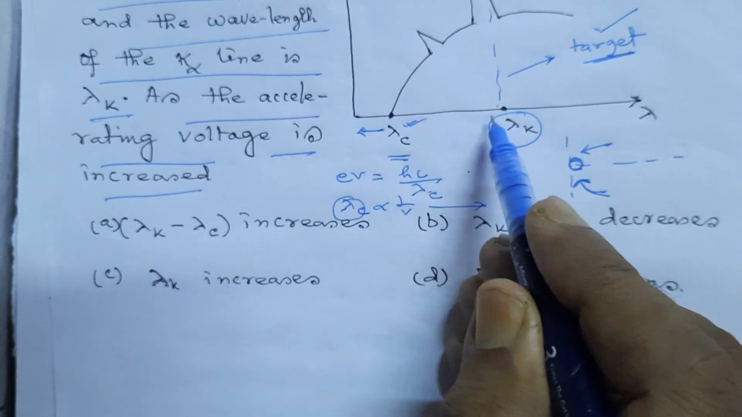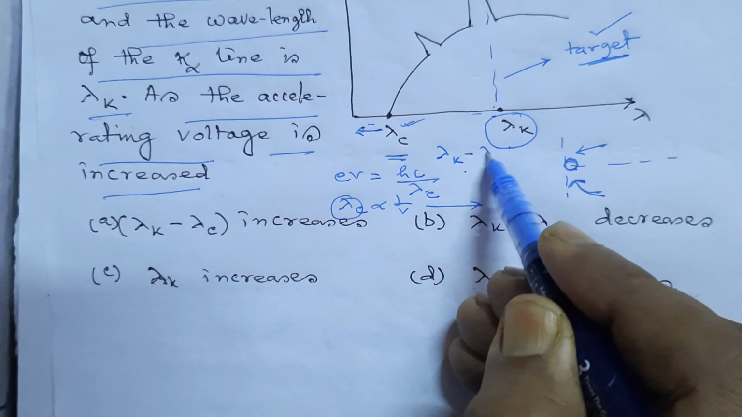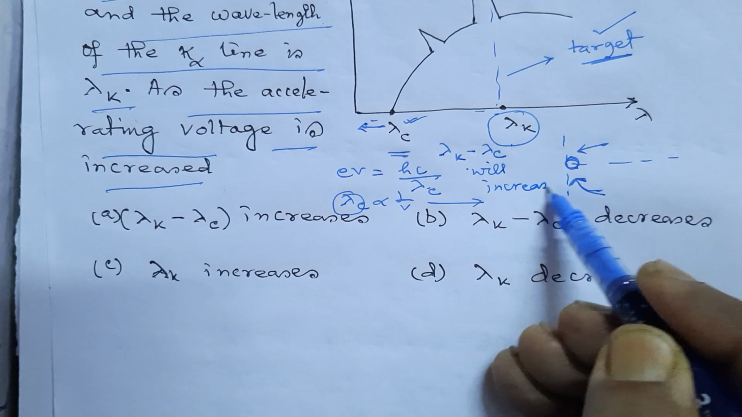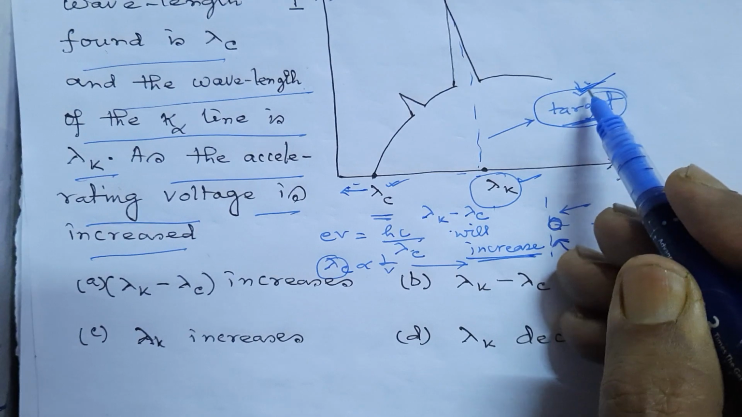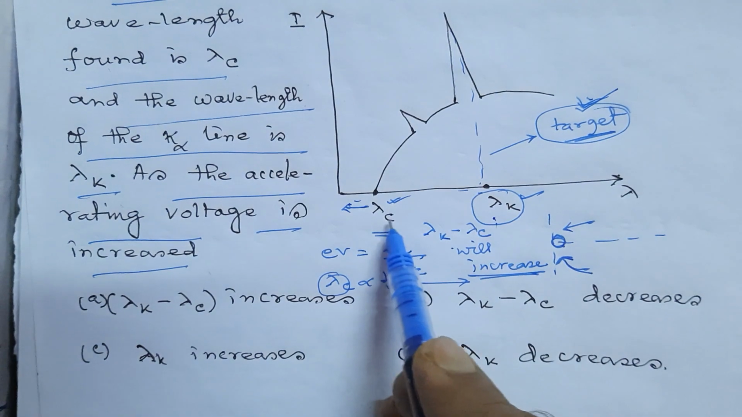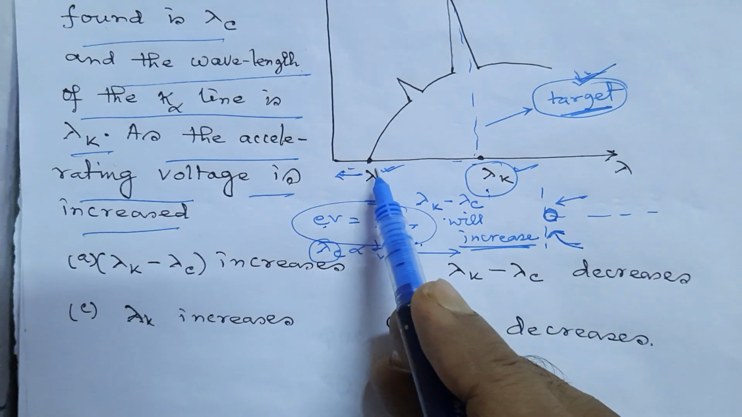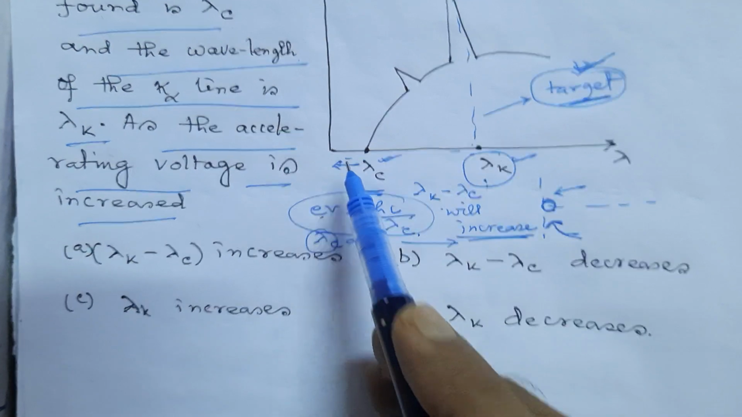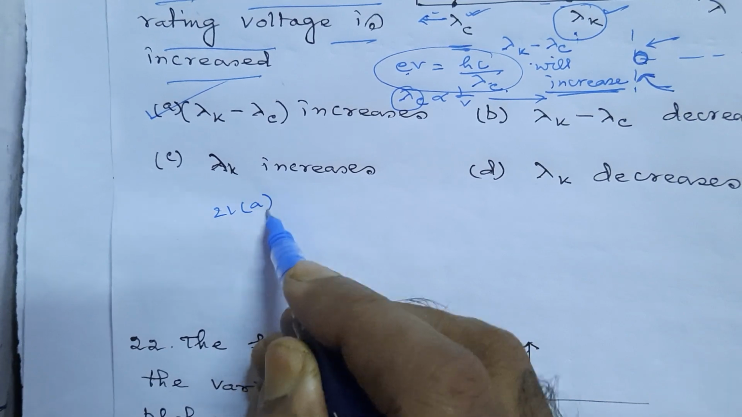Hence the difference between lambda k and lambda c will increase. So lambda k minus lambda c will increase, because lambda k is the wavelength of the characteristic X-ray, which depends upon the target material. As the target material is the same, there is no change in lambda k. But lambda c, according to the Duane-Hunt equation, will decrease with the increase in the accelerating potential. So the difference between lambda c and lambda k will increase. So A is the correct answer to question number 21.